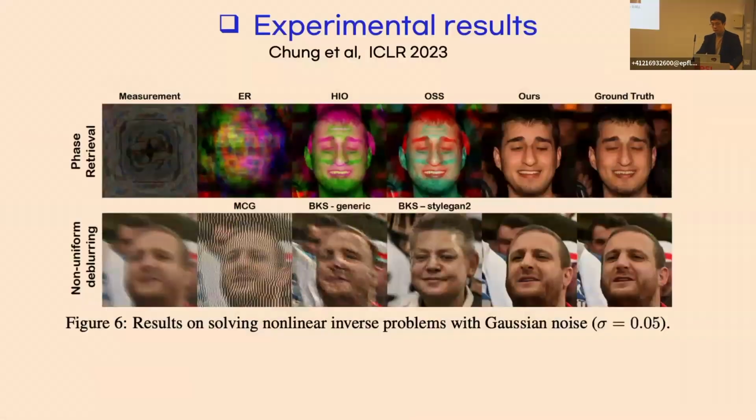And in fact, this idea can also be incorporated with nonlinear inverse problems. For example, here, this is a phase retrieval problem. This is a very notorious problem, and we only have the magnitude of the Fourier measurement. Even in that case, using this DPS algorithm, our algorithm, and also nonlinear blurring, it can generate good images as well, okay?